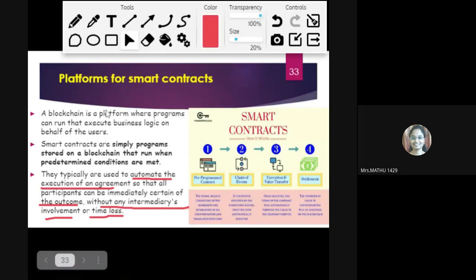The Ethereum network, and several other things are available now to do this.